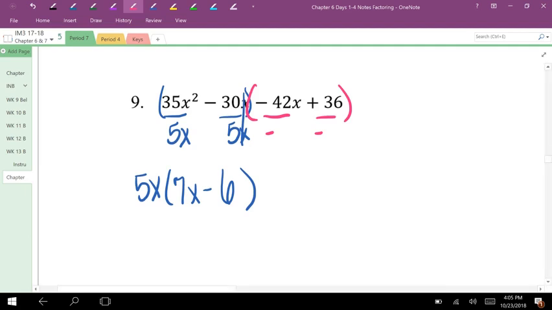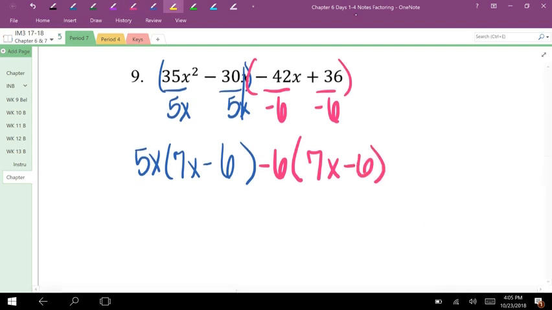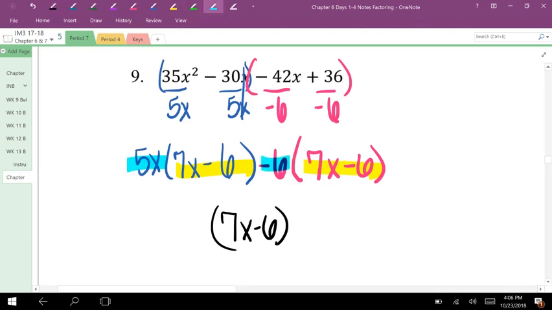Then you will notice that you can factor out a 6. You can't factor out an x because this 36 here does not have an x. When I factor out a negative 6, that is now going to get me, because negative 42 divided by negative 6 gets me a positive 7, then your x. Positive 36 divided by negative 6 gets me a negative 6. And now I think we're good to go because look, they're the same, and that's the goal. So I have 7x minus 6. And then I also have the 5x minus 6, which is left over.